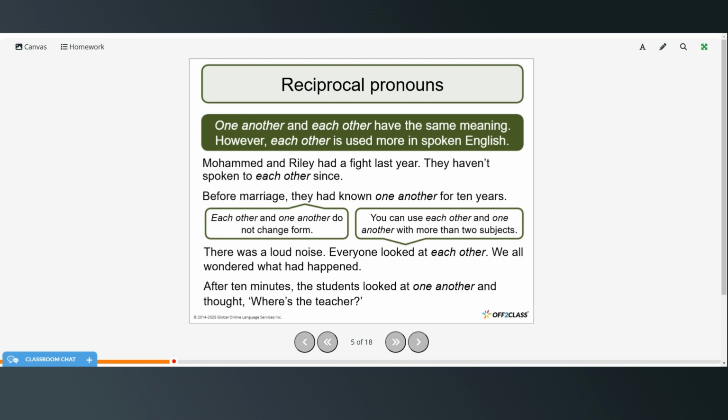So there was a loud noise. Everyone looked at each other. We all wondered what had happened. After 10 minutes, the students looked at one another and thought, "Where's the teacher?"